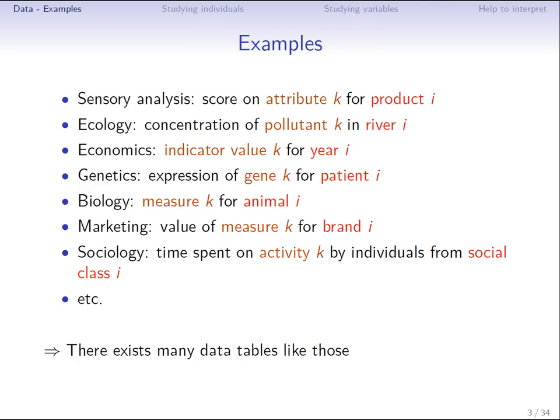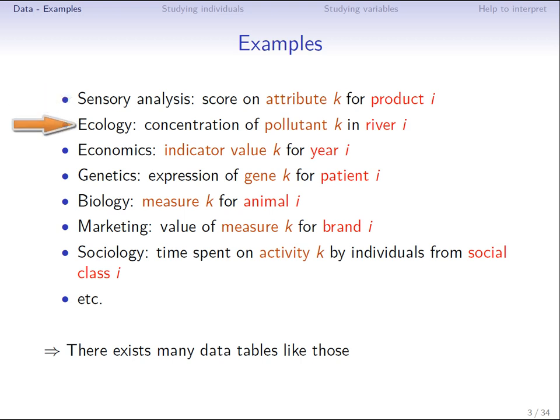Data tables with individuals in rows and variables in columns are numerous, and we can perform PCA on very diverse datasets. I have listed a few application areas with examples. Here is a first example with sensory analysis, where products are described by different variables, often called sensory attributes, such as acidity, bitterness, sweetness, and so on. Therefore, there is a table with various products, such as wines, and each wine is going to have its score for acidity, for bitterness, for sweetness.